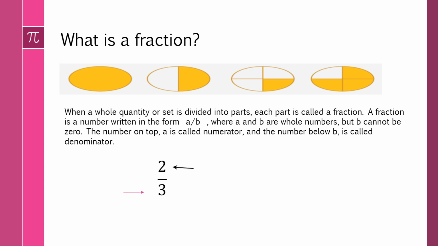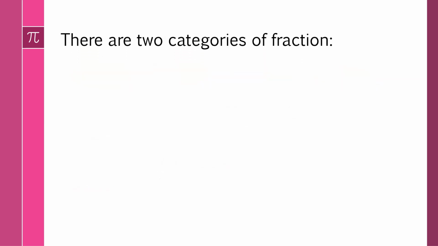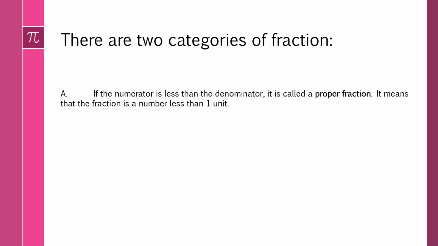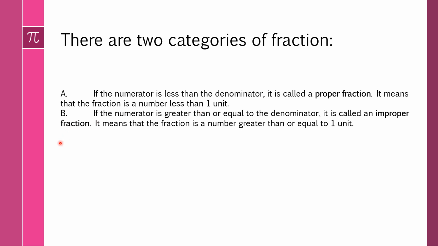So we have here a fraction of 2/3. 2 is the numerator, while 3 is the denominator. Now, there are two categories of a fraction. A, if the numerator is less than the denominator, it is called a proper fraction. It means the fraction is a number less than 1 unit. B, if the numerator is greater than or equal to the denominator, it is called an improper fraction. It means that the fraction is a number greater than or equal to 1 unit.